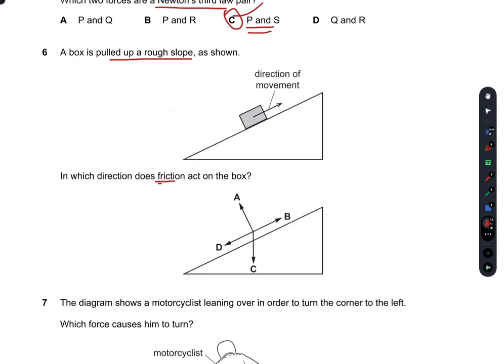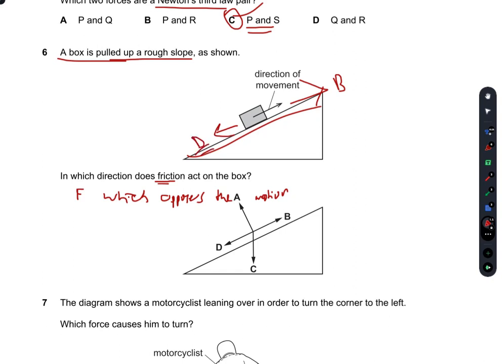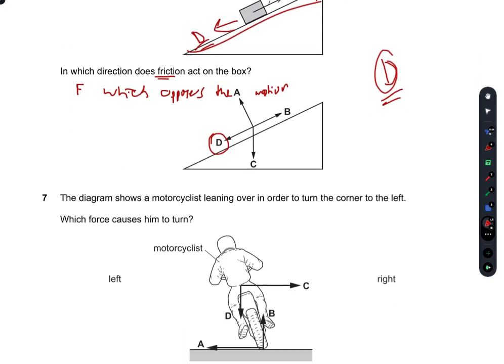So what is friction? Friction is a force which opposes the motion. This box is moving on a ramp in this direction, it is moving in B. So obviously the force which is opposing it should be in this direction here, as shown in option D, and D is the right option.